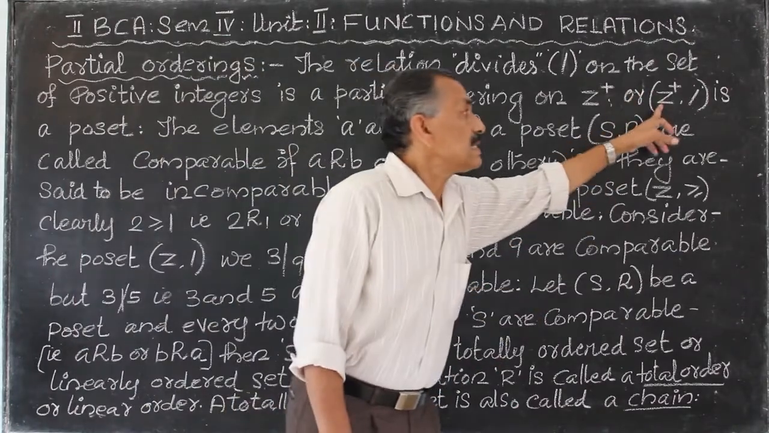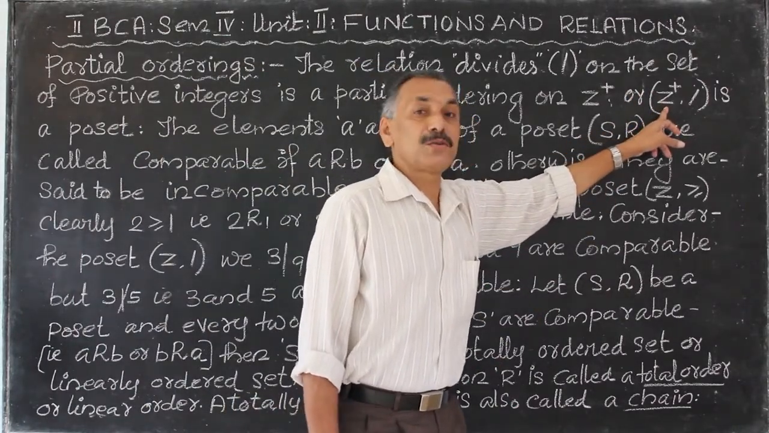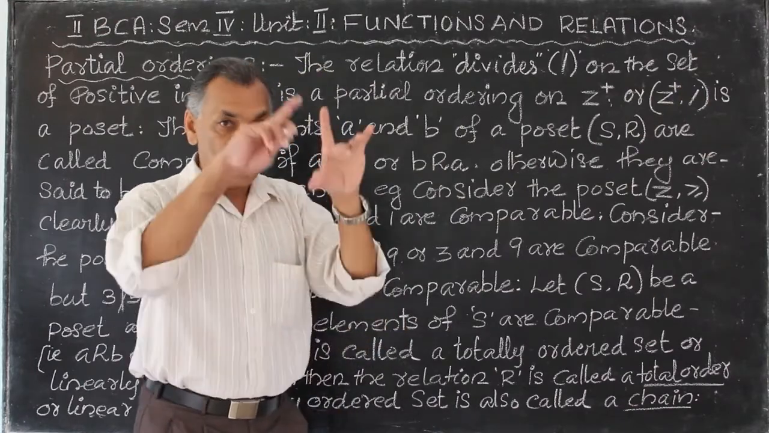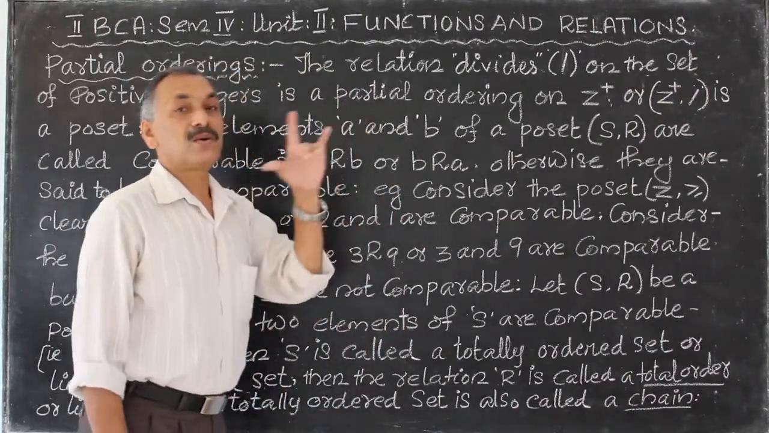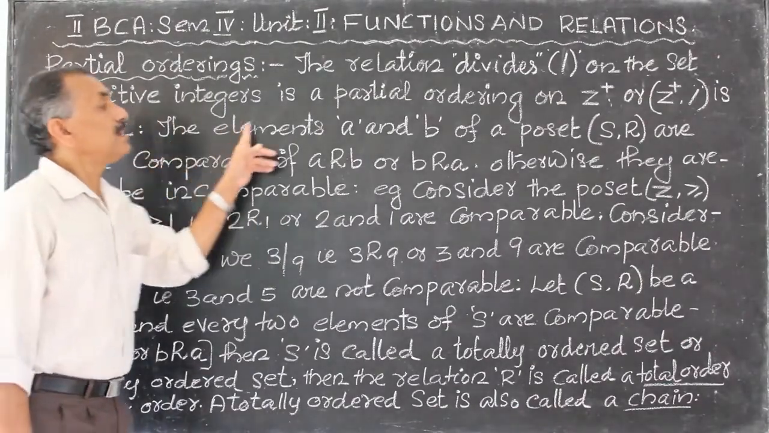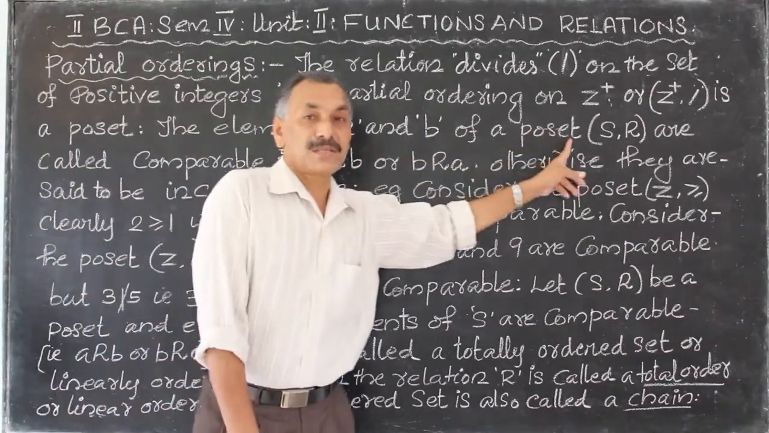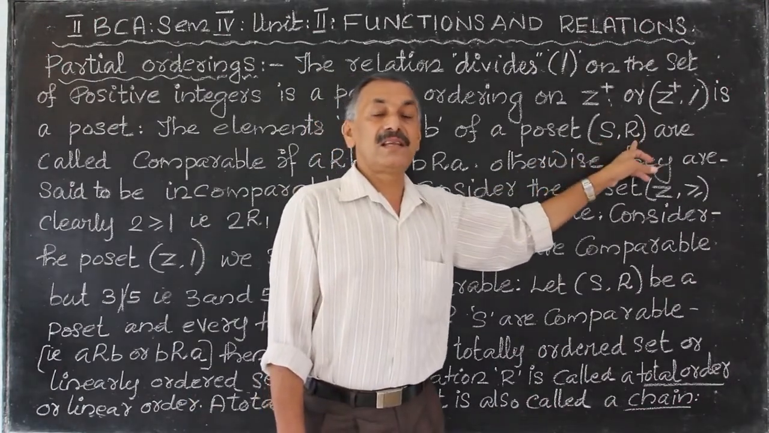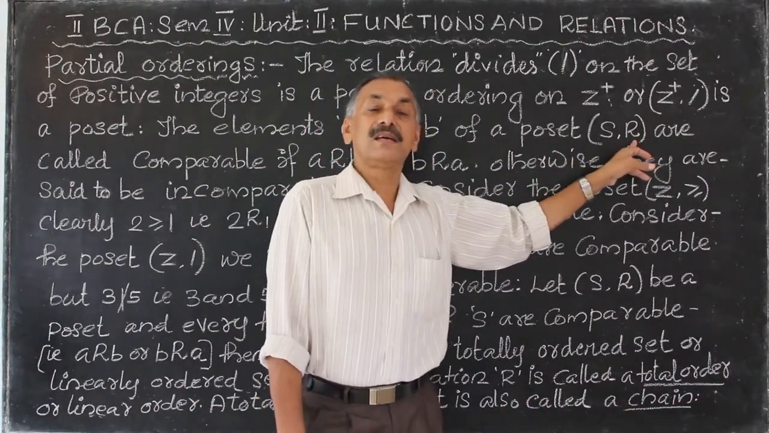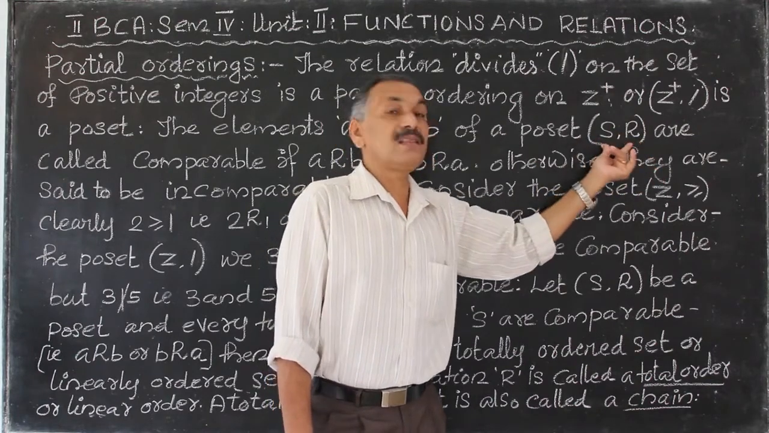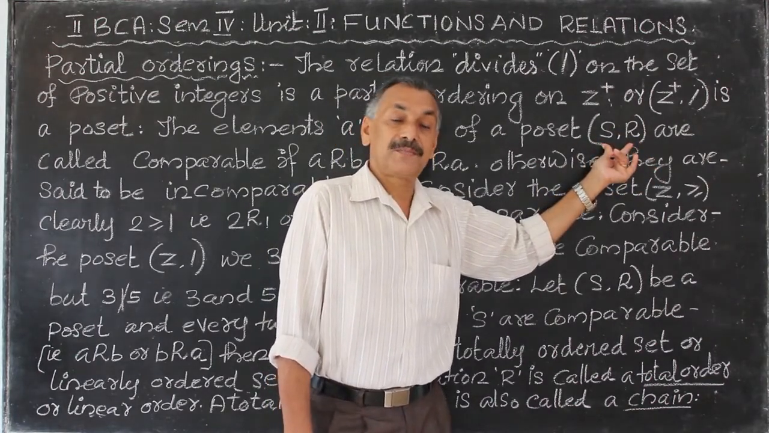That is, the set of positive integers with the divides relation defined on it is what we call a poset. P is a poset if the set S has a partial order relation R defined on it, and then R is a partial ordering.